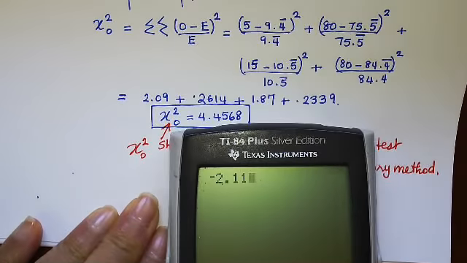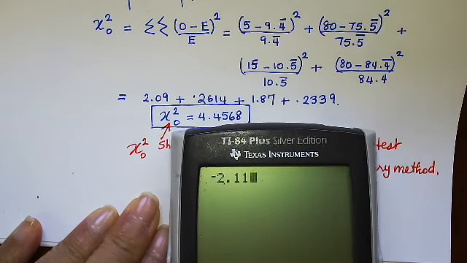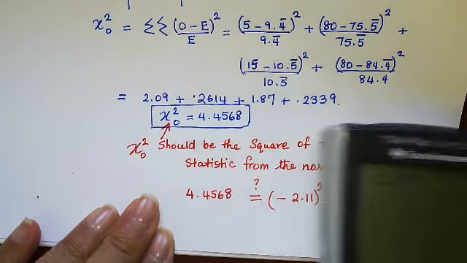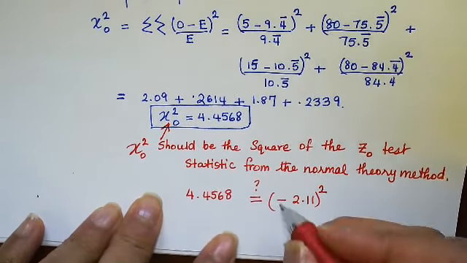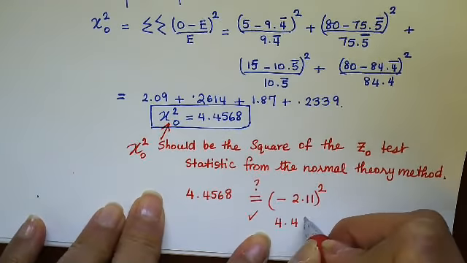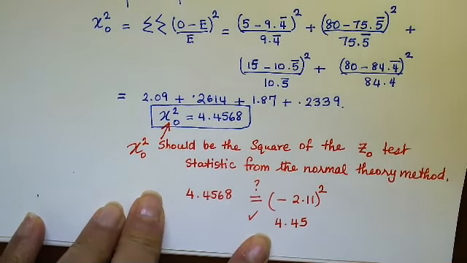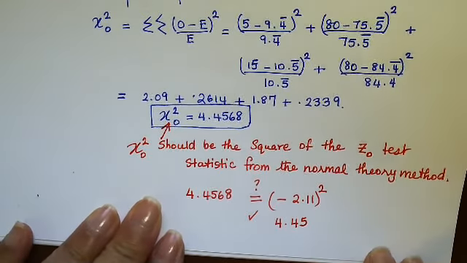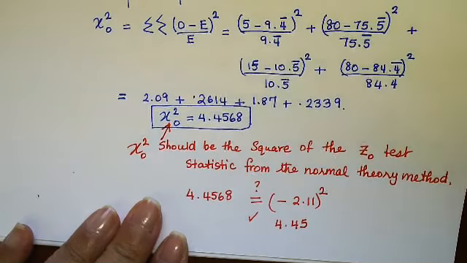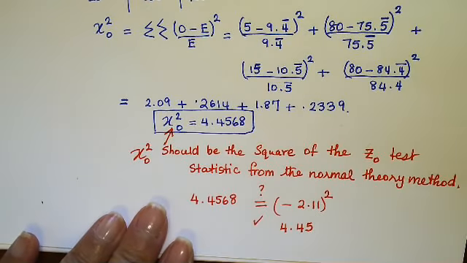So minus 2.11 squared is 4.452, which is in fact equal to 4.45. So I know that my numbers are correct.